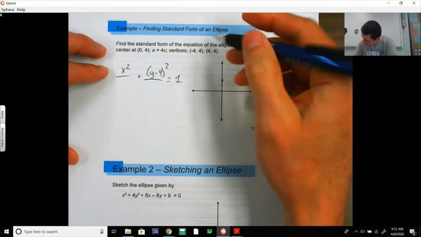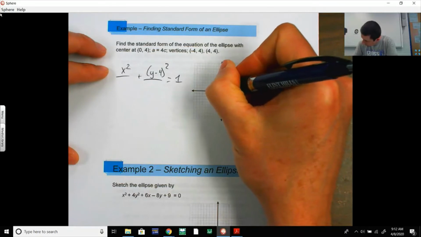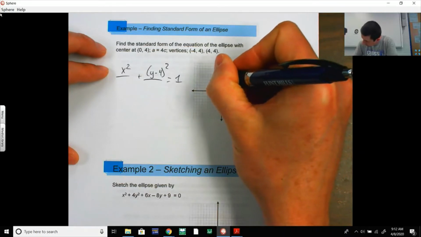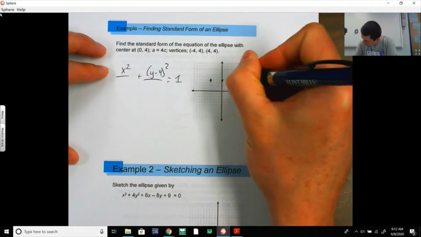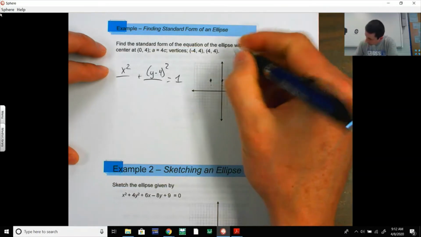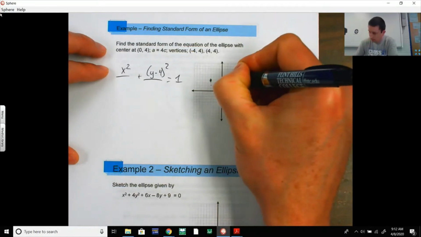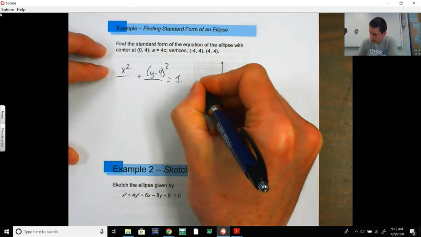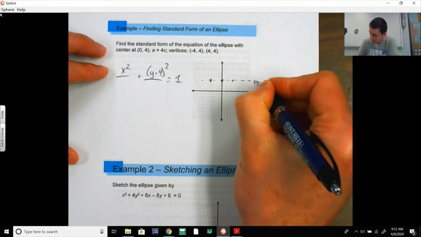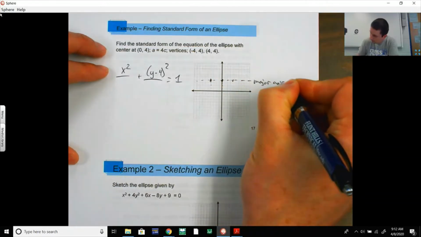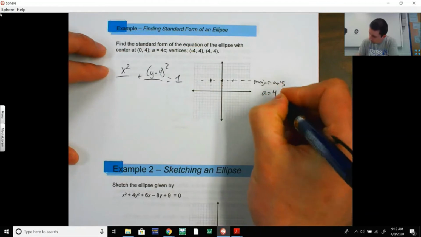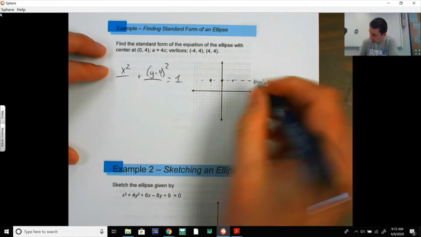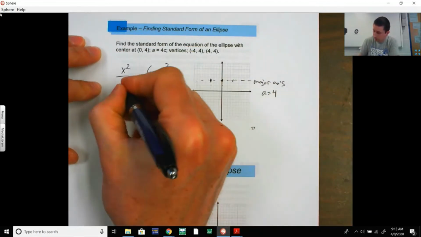Vertices at negative 4, 4, and 4, 4. So if this is the center and these are the vertices, that means this is the major axis. And A is going to equal 4 here. So if this is the major axis, it's horizontal, A equals 4, this has to be 16.